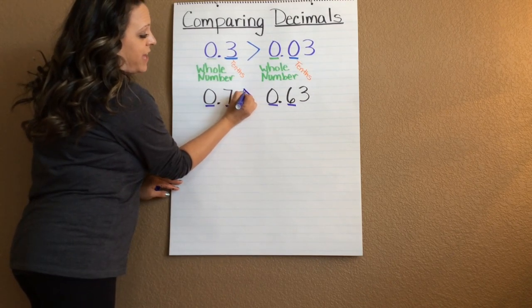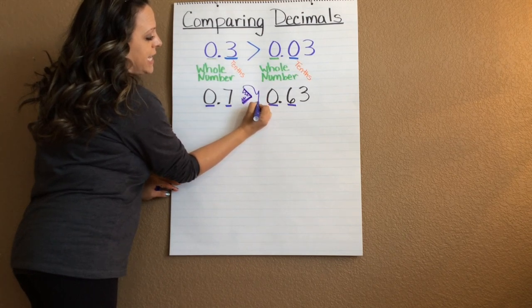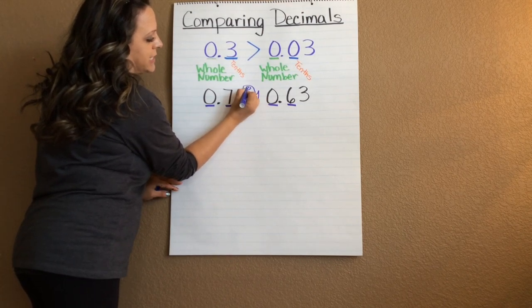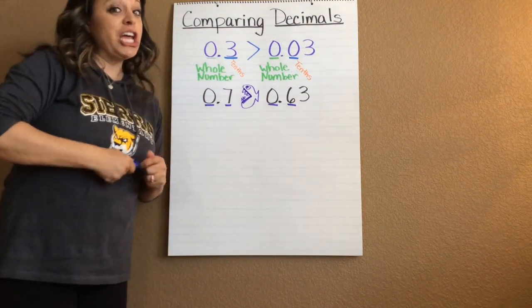I like to think of it as a piranha, and he's going to eat the bigger decimal. There's your piranha. All right, we're going to look at a third example.